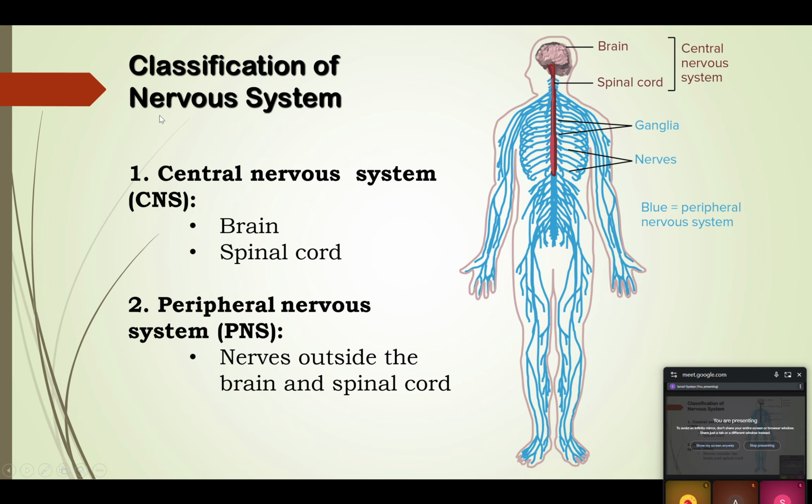Now these are classifications of the nervous system. Remember this diagram, we are still following it here. The central nervous system includes the brain and the spinal cord. As you've seen here, this is the brain and this is the spinal cord. And then the peripheral nervous system is the nerves outside the brain and the spinal cord. As soon as we move out of the brain and spinal cord, which is the central nervous system, everything you have there makes up the peripheral nervous system. Those blue markings are the peripheral nervous system.